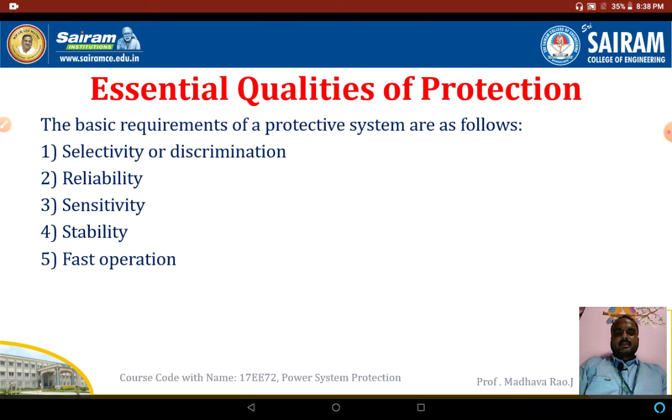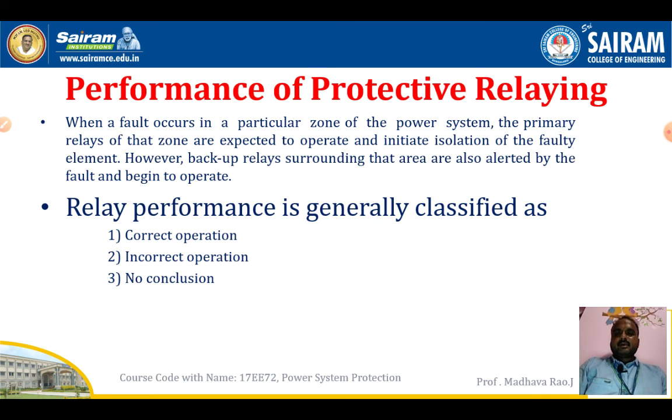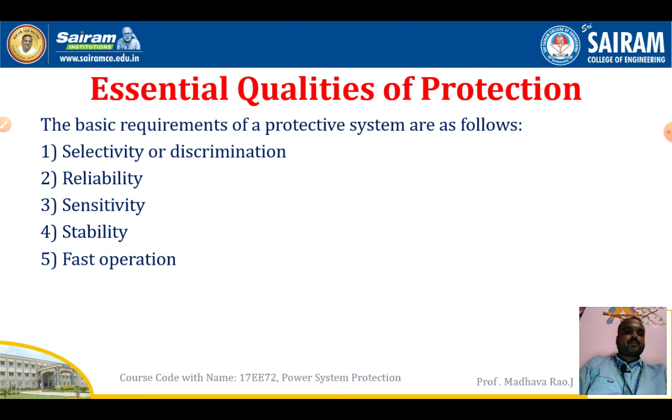So next one, we will see the essential qualities of protection. So what are the essential qualities? We have 5 essential qualities of a protective system. One is selectivity or discrimination, then reliability, sensitivity, stability, and the last one is fast operation.